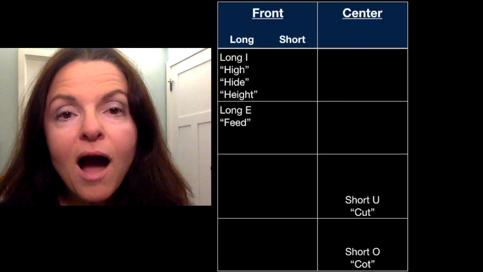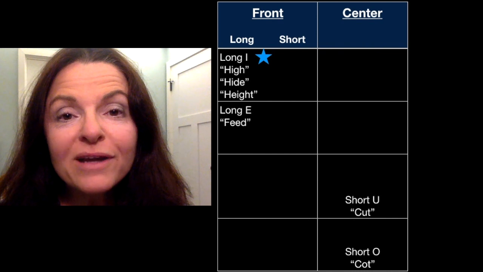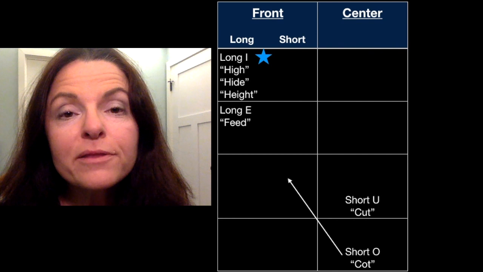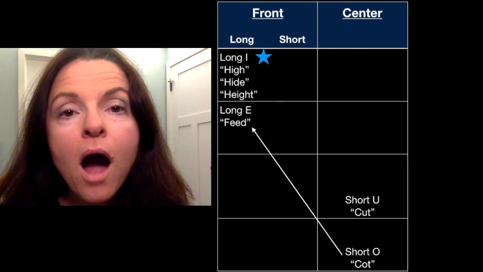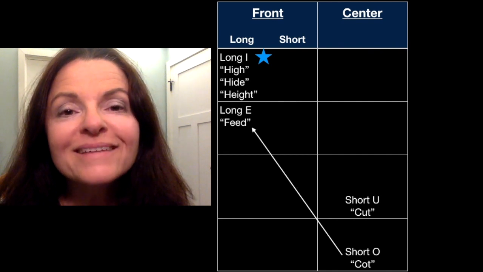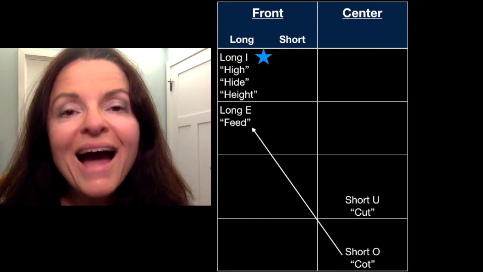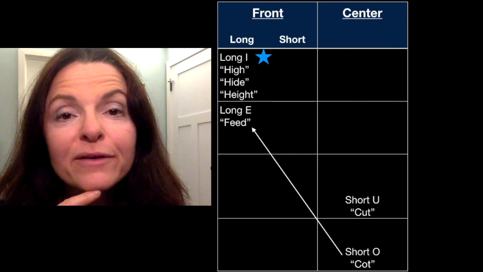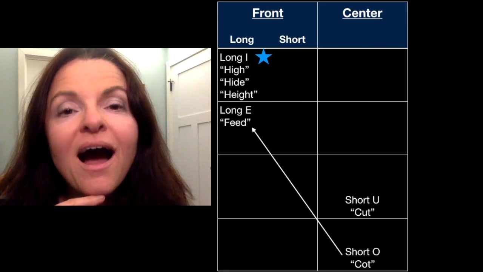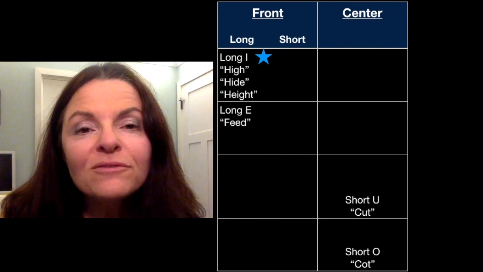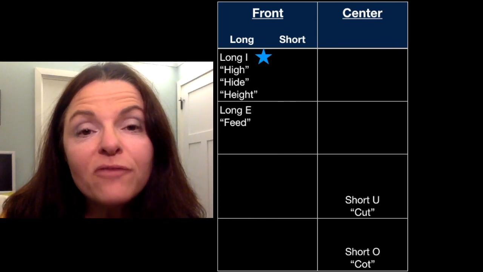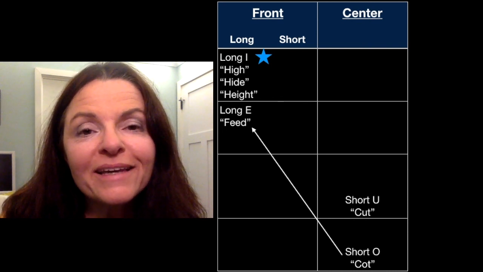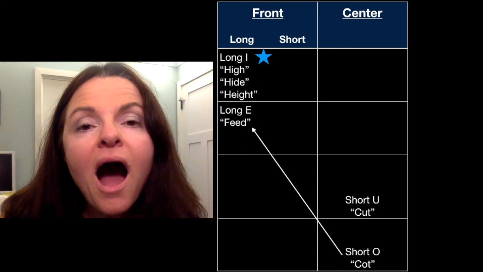Now let's look at the long I, which is a low-high front vowel. It consists of two different parts. It starts with the short O and ends with the long E, as in high. Watch my chin go from very low to very high. When a voiced consonant, such as D, follows the I, we also start from the short O and end at the long E. For example, hide.